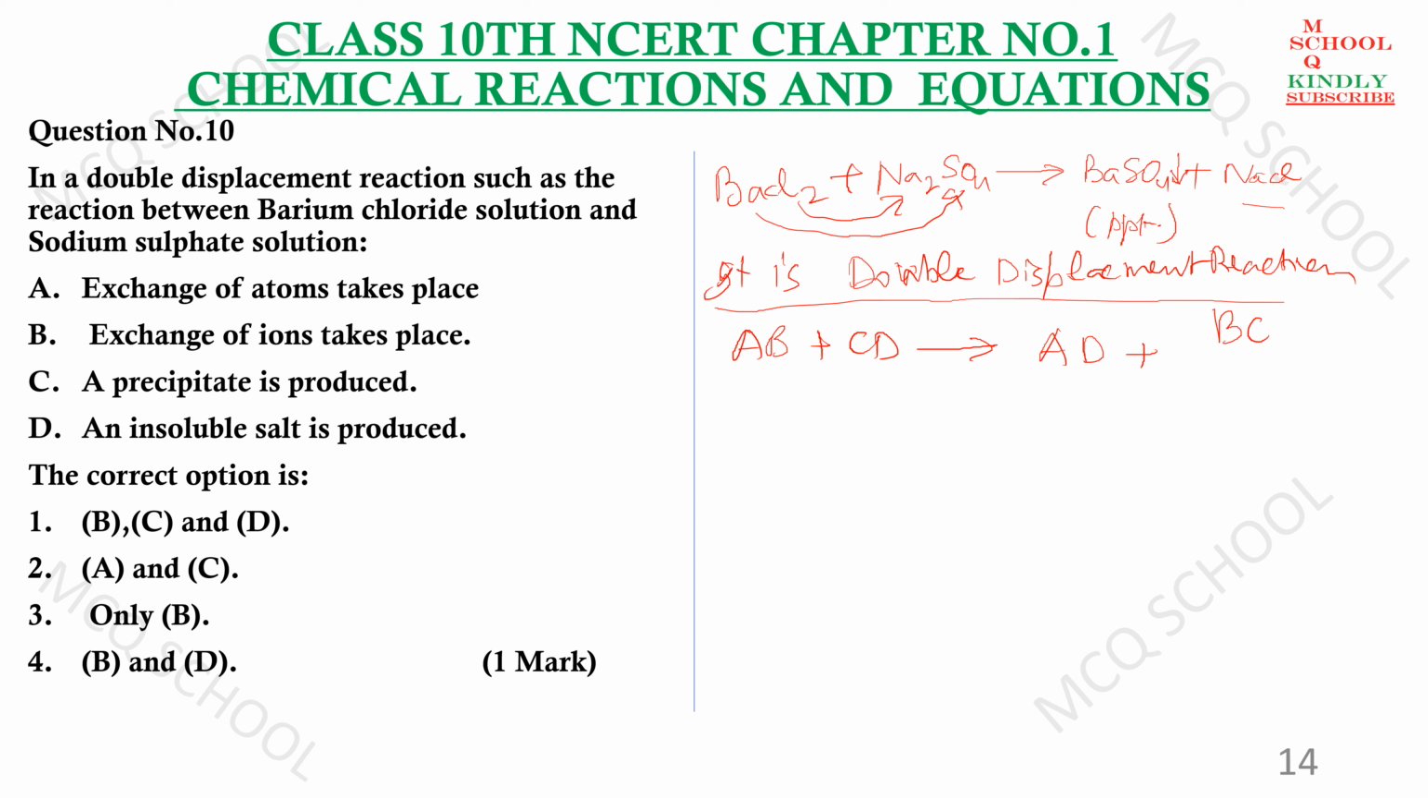And ions are interchanging. So the answer is B, exchange of ions takes place, and the precipitate is already given, it is produced. So B, C is also there, and also D, an insoluble salt is produced. So the correct answer is B, C and D, that is option 1.